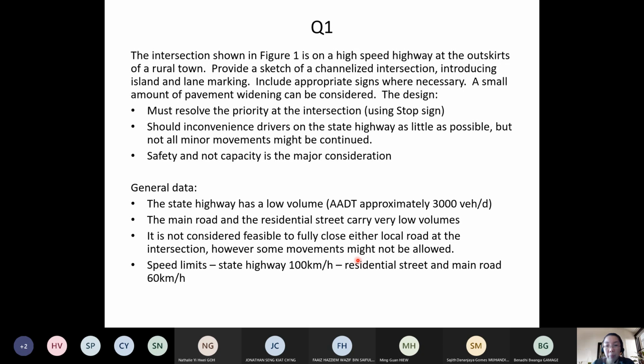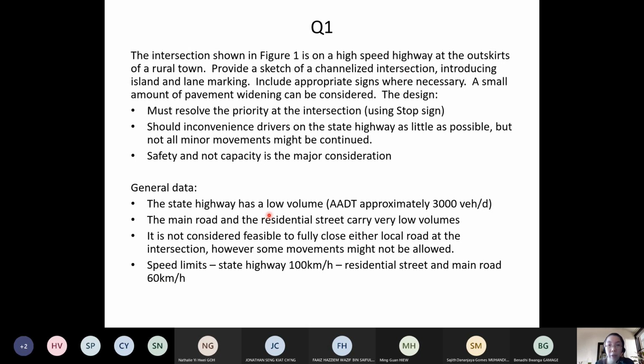However, some movements might not be allowed, and the speed limit for the state highway is 100 km per hour, while residential street and main road is 60 km per hour. So you can see the speeds are very high, 100 km per hour. This is a high speed. And for residential and main road, 60 km per hour. Okay, so I'll come back to all these points again.